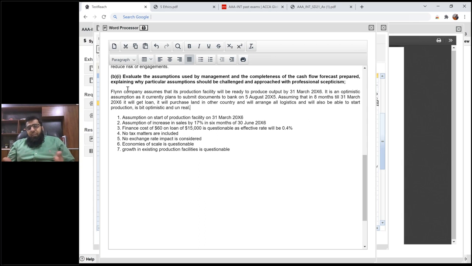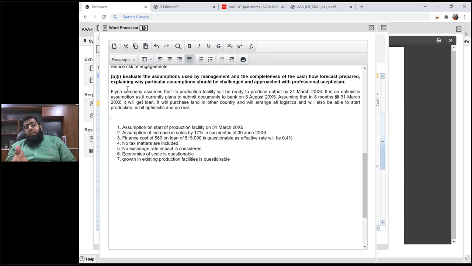So you are taking a very unrealistic assumption that you will submit the documents to the bank on 5th of August and in just 8 months, the bank will review it. They will give you the loan, you'll buy the land, you will get the labor, you will get all the logistics, you will complete the entire production facility and in 8 months, you will start production.